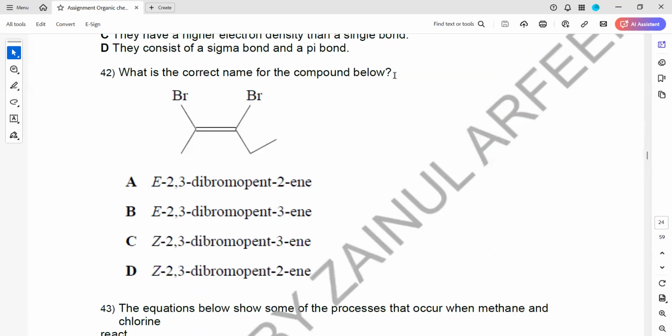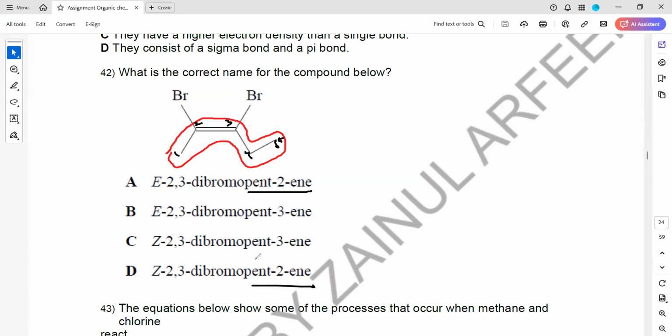The next is, what is the correct name of the compound? So below, we select the longest carbon chain. So 1, 2, 3, 4, 5. When we count from the nearest double bond, 1, 2, 3, sorry, 4, 5, not 6. This will be 4 and this 5. So at which position do we have a carbon-carbon double bond? At the second position we have a double bond, so it will be pent-2-ene.